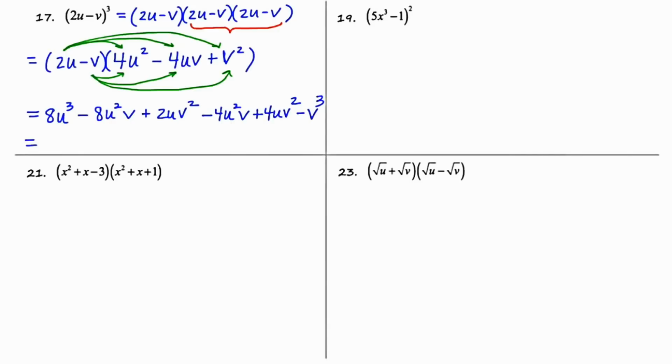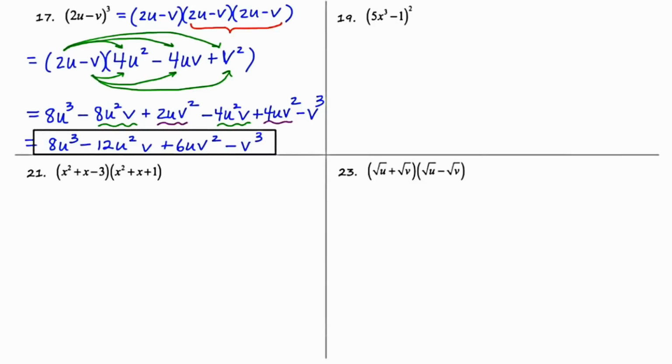Now let's see if we have any like terms. I see one term that ends with u squared v, and that happens again down here, so those are like terms. And then I've got another set which ends in uv squared, and I'll underline those with a different color. So in the end, what I have here is 8u cubed minus 12u squared v plus 6uv squared minus v cubed.